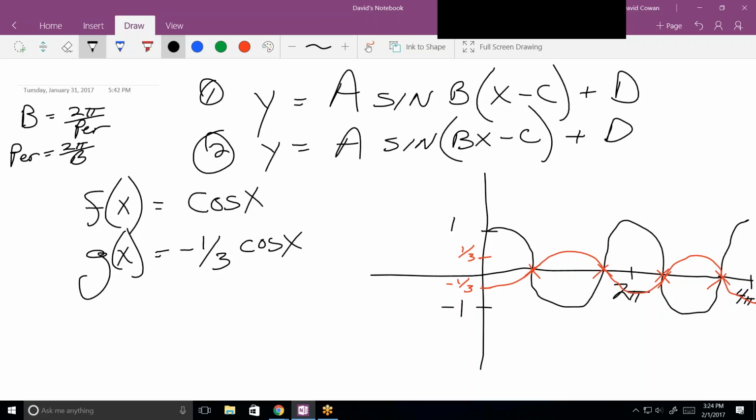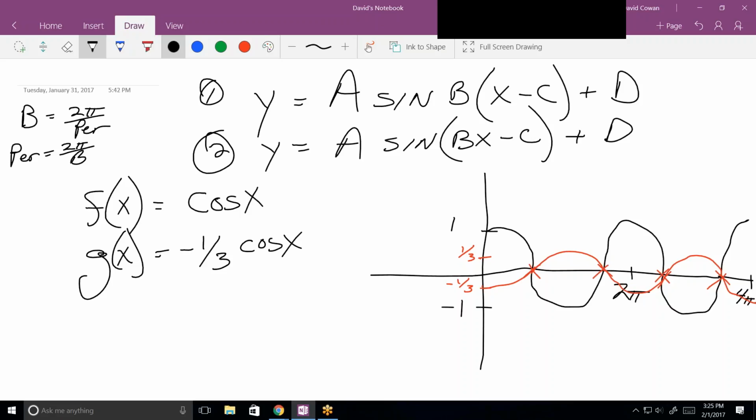Okay, so in both of these cases you gave me, B was 1 in all 4. And that means the period has not changed. One period was 2 pi, and it's still 2 pi.